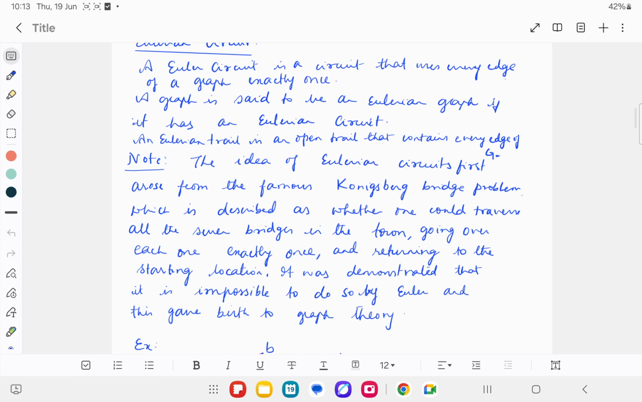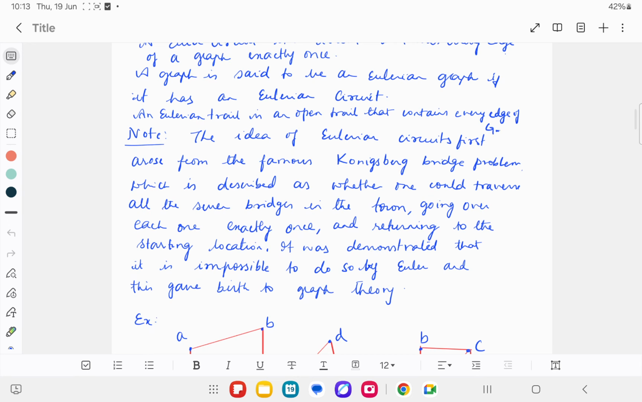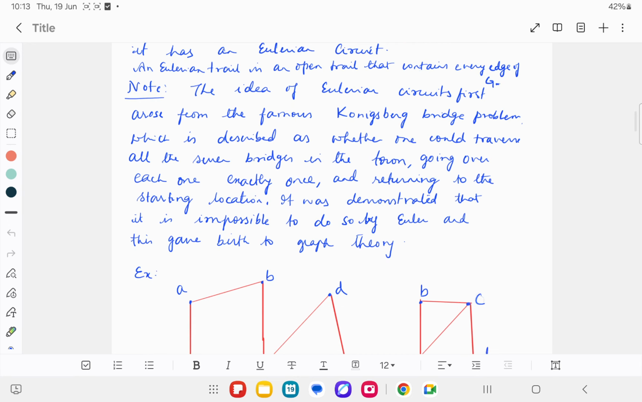The idea of Eulerian circuits first arose from the famous Königsberg bridge problem, which asks whether one could traverse all the 7 bridges in the town, going over each bridge exactly once and returning to the starting location. Euler demonstrated that it is impossible to do so, and this gave birth to graph theory.